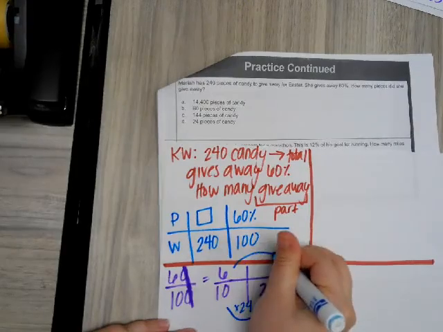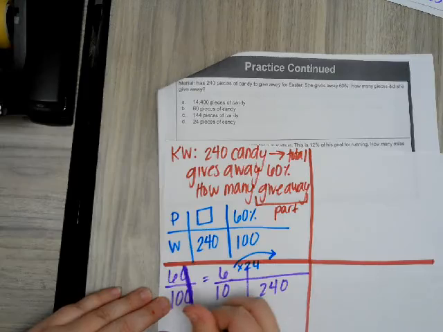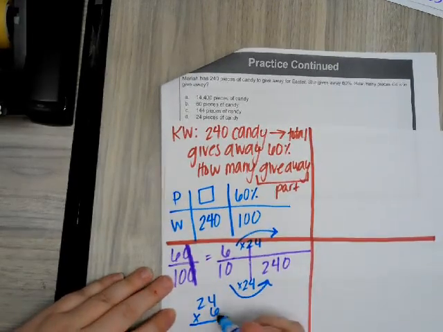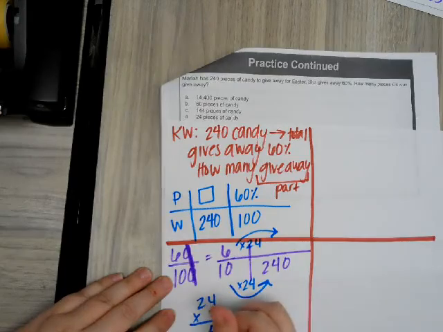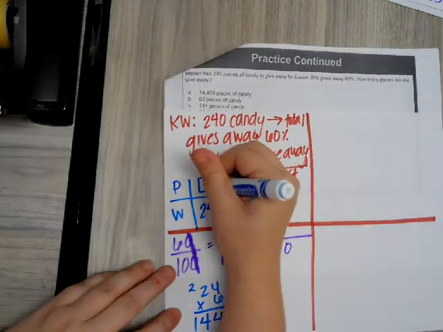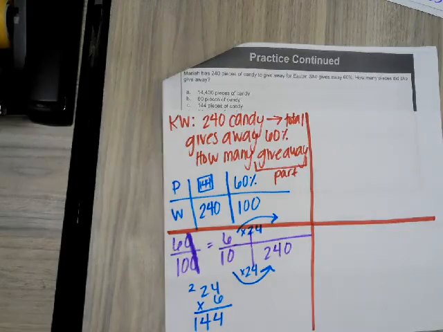So 24 times 6. 4 times 6 is 24. Carry my 2. 6 times 2 is 12, plus 2 is 14. So she gave away 144 pieces of candy. I wish she would have given me some.